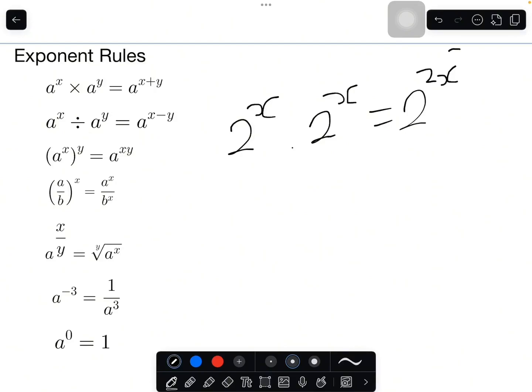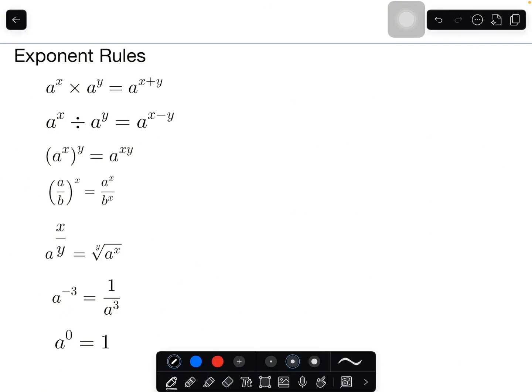I hope you guys start seeing the idea, as long as the bases are the same. And what is the base? The base is this part right here of your exponent. You can see here, that is your base. The a in this scenario, the 2 in this scenario, those are your bases. Let's move on to the next rule.